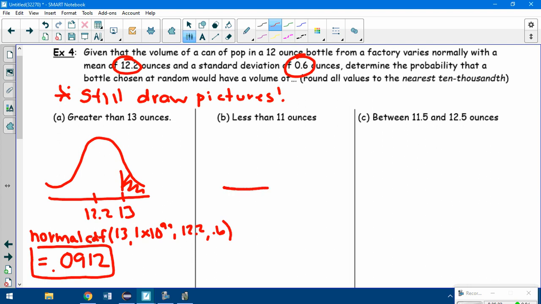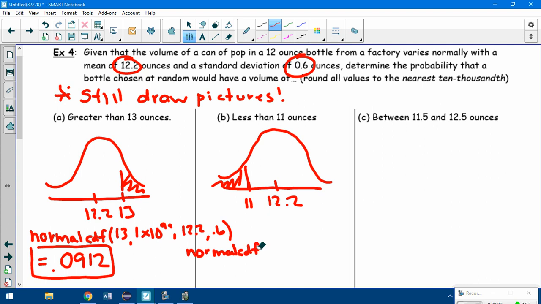Okay, so for the middle one, less than 11 ounces. Your mean is still the same. Now 11's down here, and I want less than 11. So I'm just going to type in normal CDF. My lower, I'm going all the way left forever, so negative infinity to 11, with a mean of 12.2 and a standard deviation of 0.6.